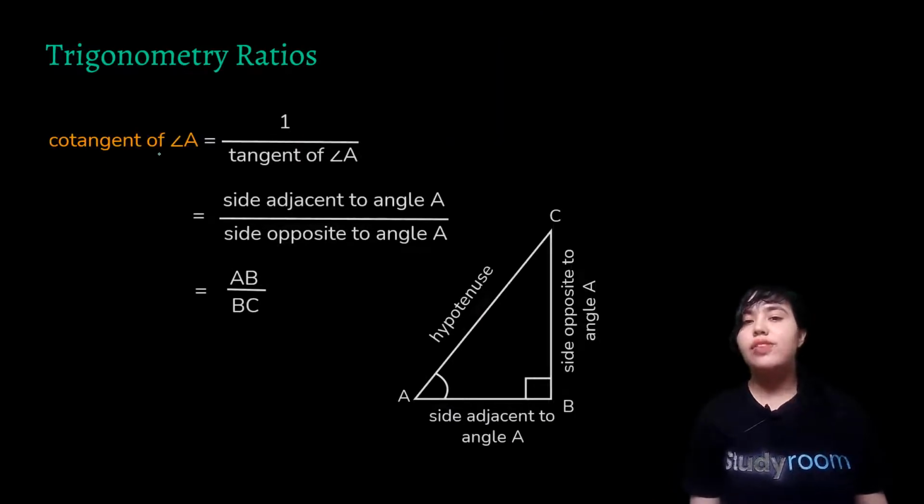Then cotangent of angle A, also written as cot A. It is the side adjacent to angle A upon the side opposite to angle A, that is AB upon BC. If you know tan, you can get cot from there. Cot A is equal to 1 upon tan A.